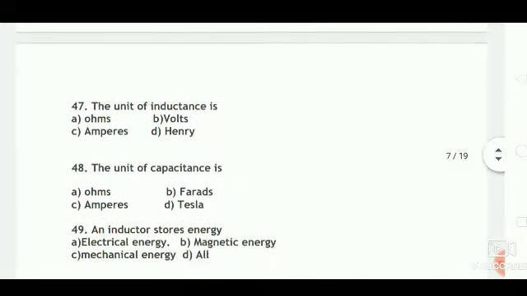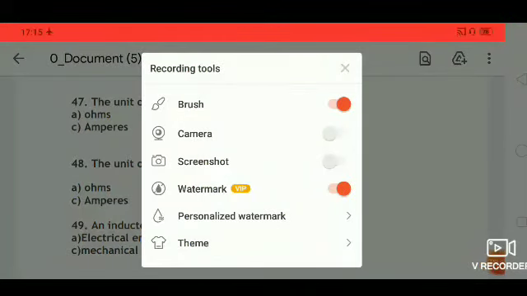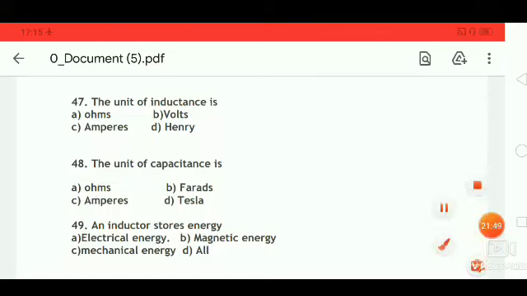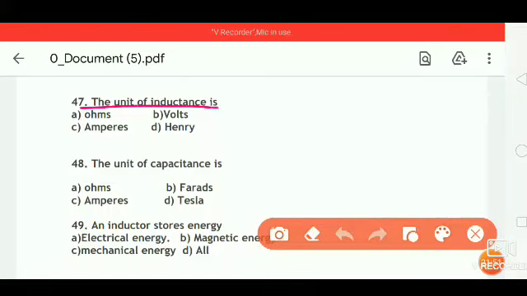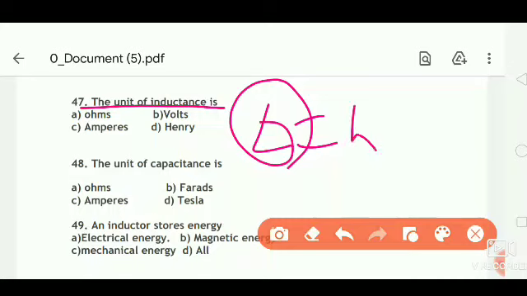So the next question is, the unit of inductance is: option A, ohms; option B, volt; option C, ampere; option D, Henry. L is the inductance, and its unit is Henry. Ohm is the resistance unit, volt is the potential difference, and ampere is the current unit. Here option D is the right answer.